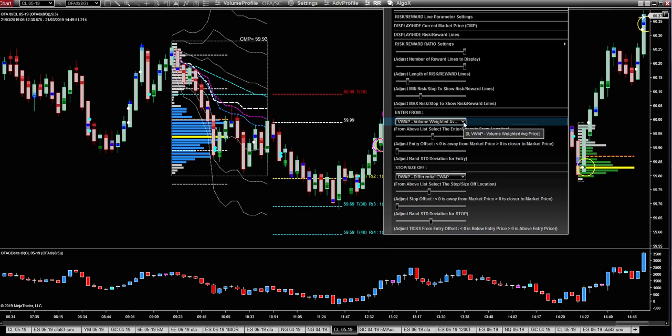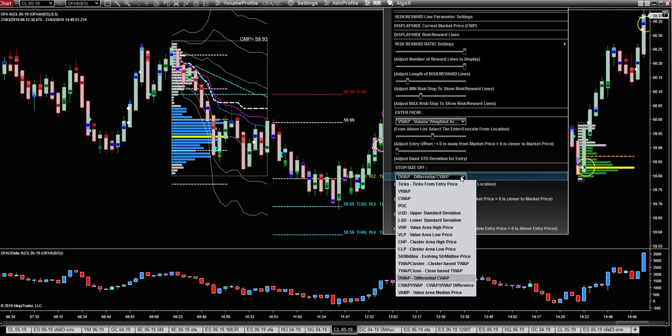So currently the entry is set to the volume weighted average price, which is magenta, and I'm setting it 1 tick in front, relative to the current market price of 59.94 now, which can be toggled on and off with this option at the top. This option again is primarily for reviewing historical profiles. So when you're changing the offsets of the entry or the stop, you always know relative to current market price which direction to set the offset.